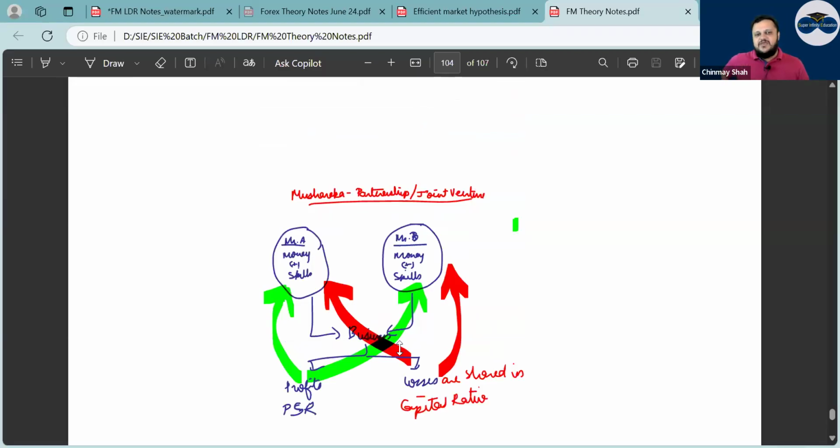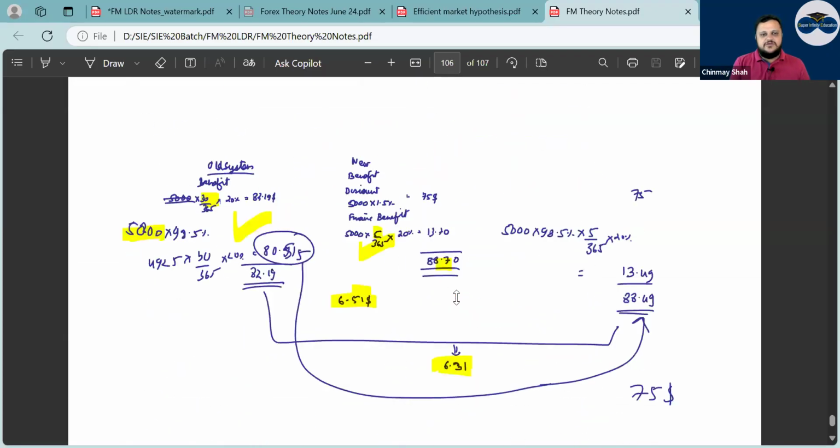Sharaka. What happens? Mr. A with money and skill, Mr. B with money and skill come together and do a business. If there is a profit, they share it in PSR. If there are losses, they share it. Correct?